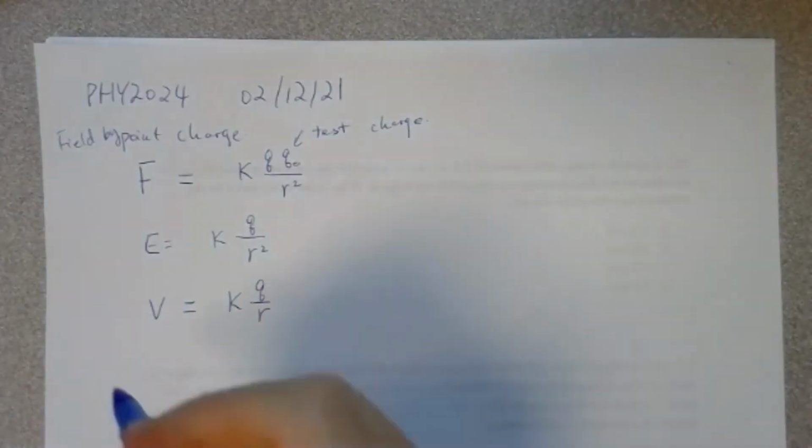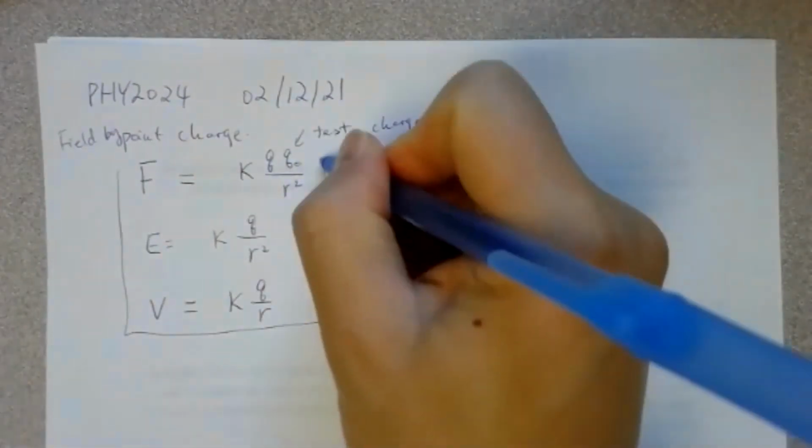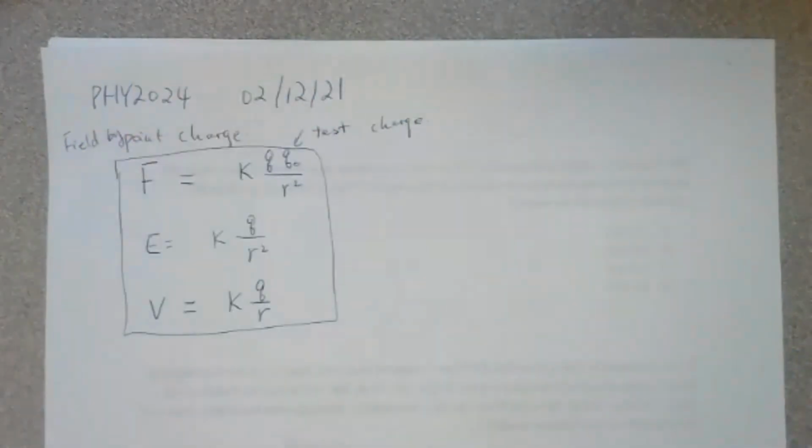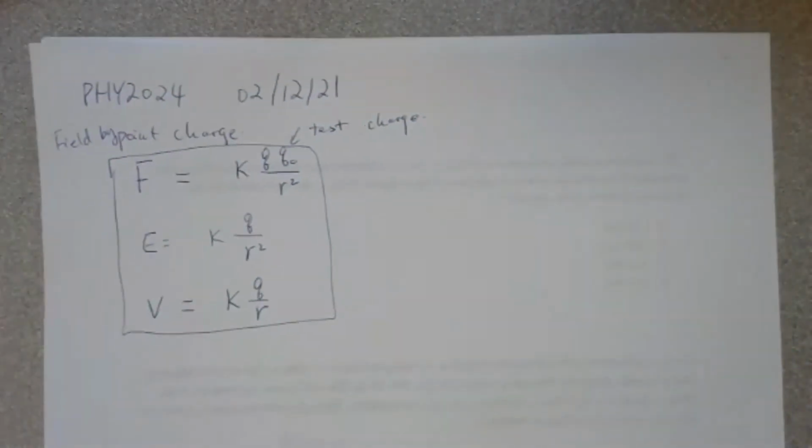So these three quantities are for the electric field produced by a point charge. For a test charge, the electric force is equal to K Q Q0 divided by R square. The electric field is K Q over R square, and then V is equal to K Q over R.